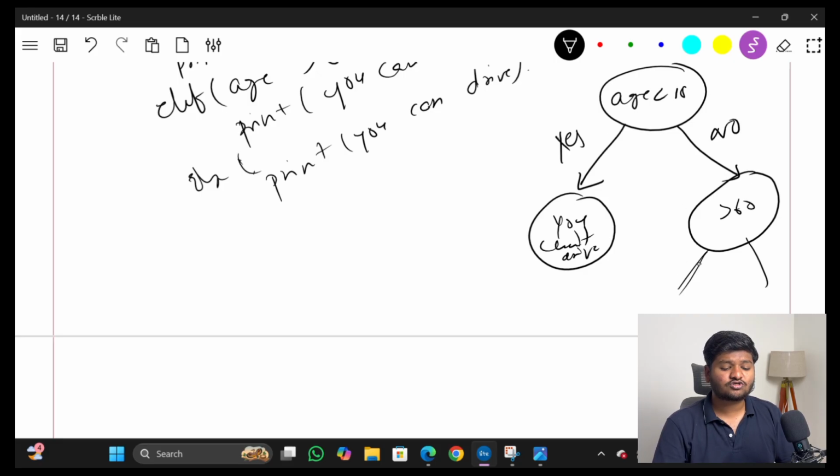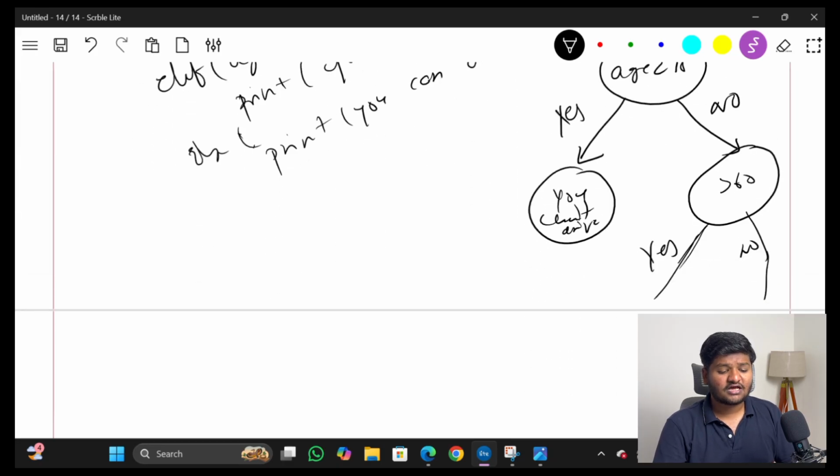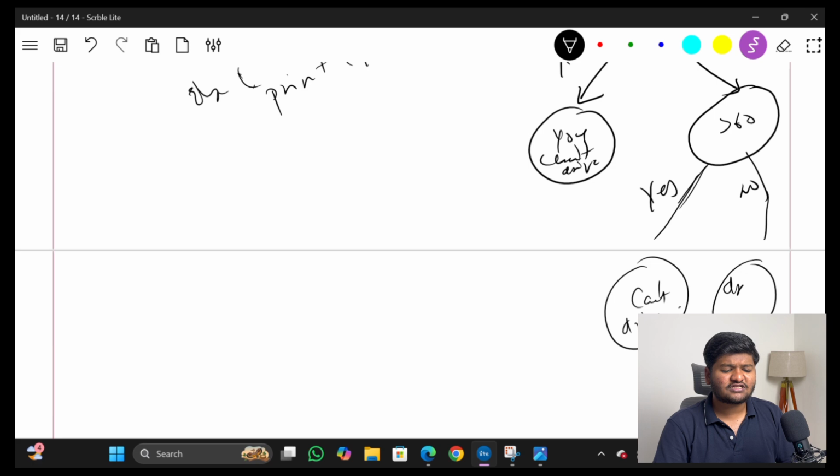Now let's go and see the thing. For this also we have yes and no. If it is yes, he also can't drive because he is a senior citizen. If no, he can drive. So you can see the tree here.